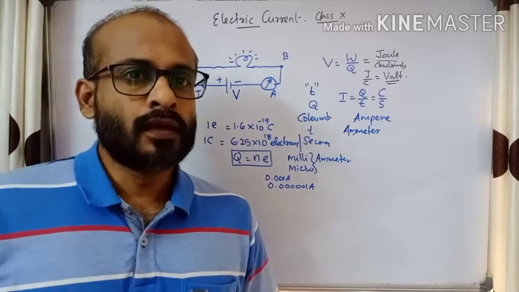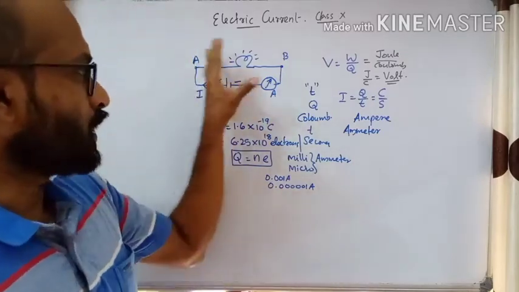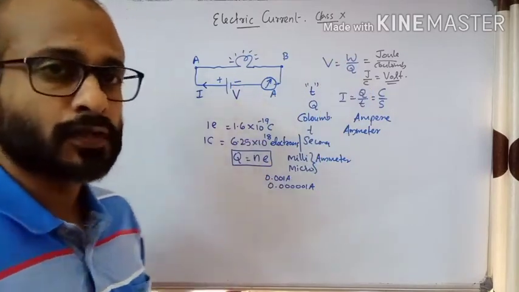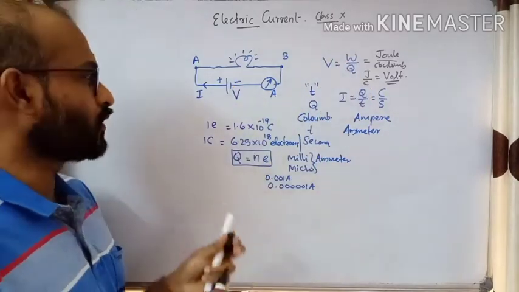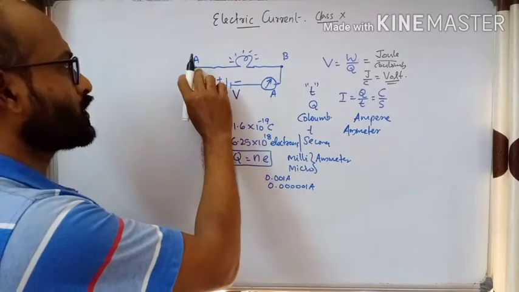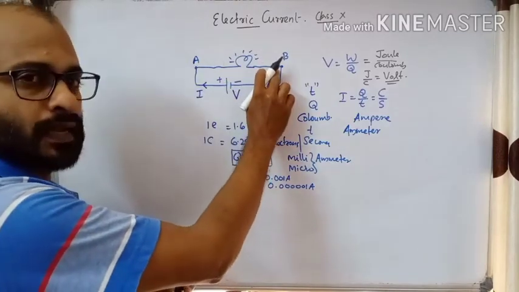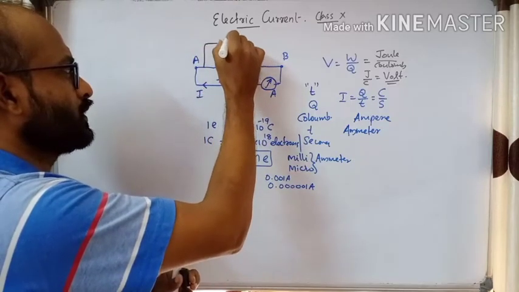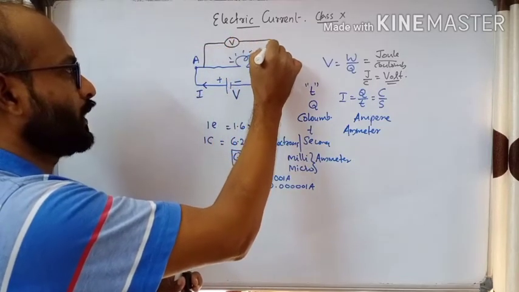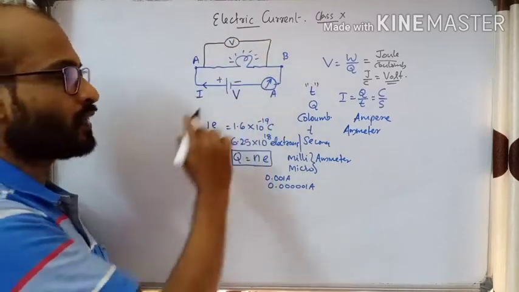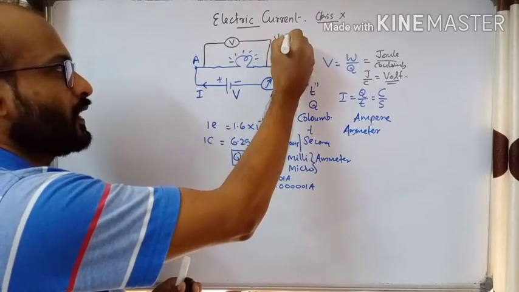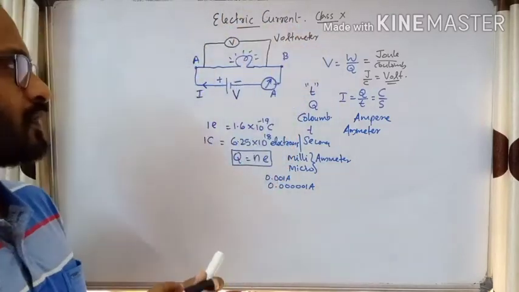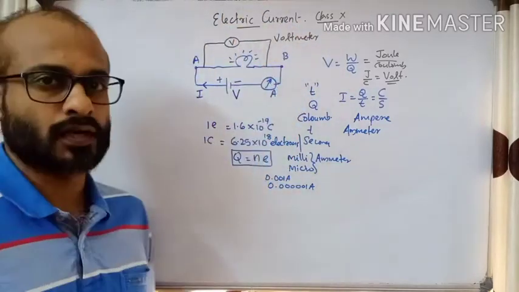Okay. So we have seen what is electric current, the equation for electric current and the equation for potential difference. How can you measure potential difference? Using a device called a voltmeter. To measure the potential difference across A and B, across the points we can connect a device. This connected device is called a voltmeter. So a voltmeter is a device used to measure potential difference.